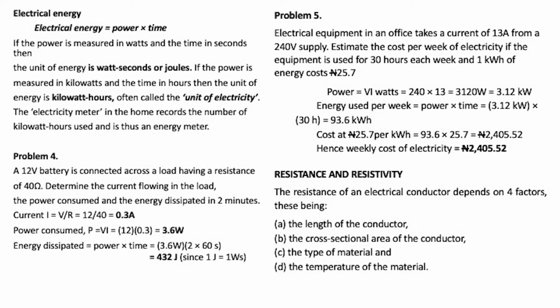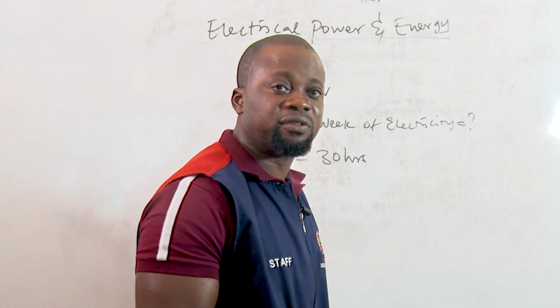Estimate the cost per week of electricity if the equipment is used for 30 hours each week, and 1 kilowatt hour of energy costs a given amount. What is the cost of 1 kilowatt hour of energy?